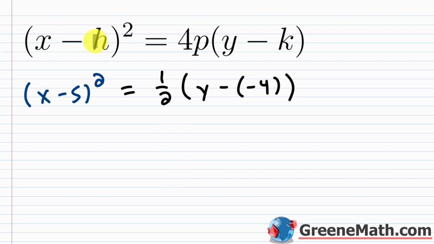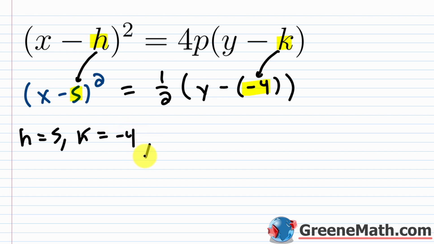So let's erase this, and again, just match things up. So now your h is going to be 5 and your k is going to be -4. Again, that's because I matched up this minus with this minus, this minus with this minus. So h is 5 and k is -4. H equals 5, k equals -4. So what is the p value going to be? Again, you're going to match this up with this right here.